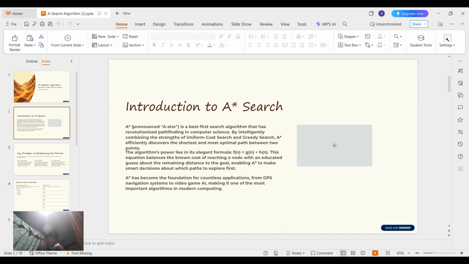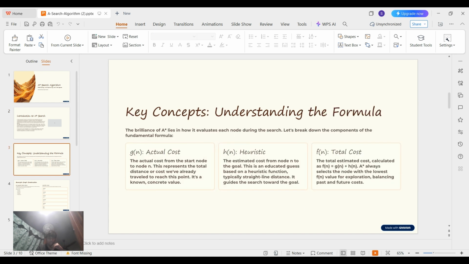Introduction to A-star search. A-star is the best-first search algorithm that efficiently finds the shortest path between two points. It combines two strategies: uniform cost search, which focuses on actual cost, and greedy search, which focuses on estimated cost. Its decision making is guided by the formula f(n) = g(n) + h(n), where g(n) is the cost so far and h(n) is the estimated cost to reach the goal. The balance allows A-star to make smart choices and find the optimal path faster than other search methods.